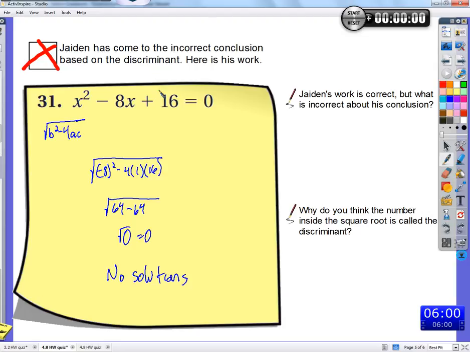So Jaden here, you can check his work. He's plugged in the values of A, B, and C correctly into the square root. So he's found the discriminant is zero, but he decides there's no solutions. Jaden's work is correct, but what is incorrect about his conclusion? I just want you to write down how your answer would differ. What was wrong about his conclusion?